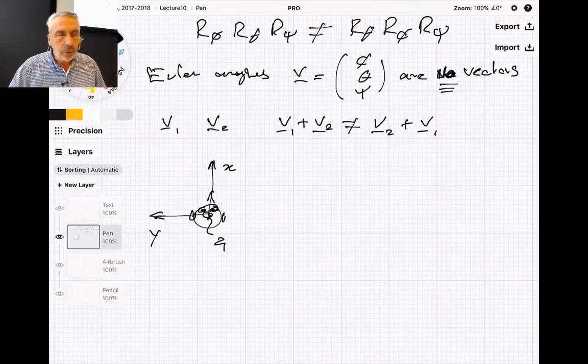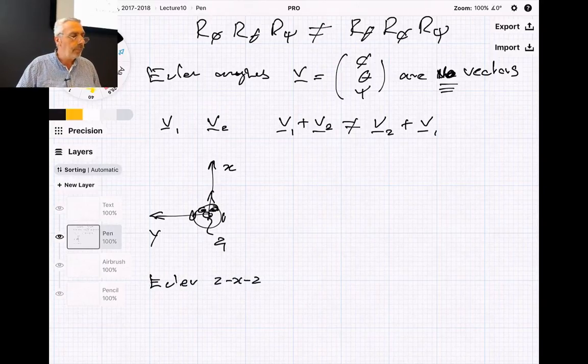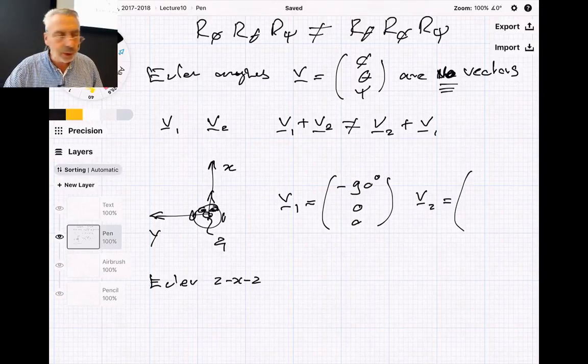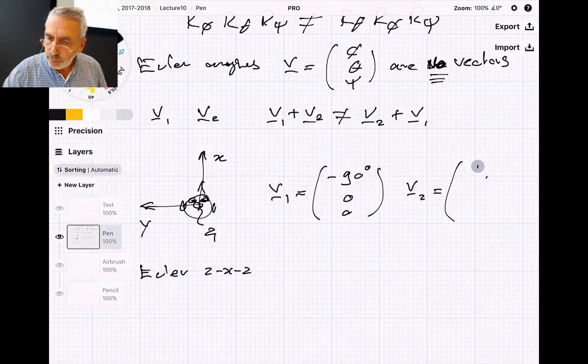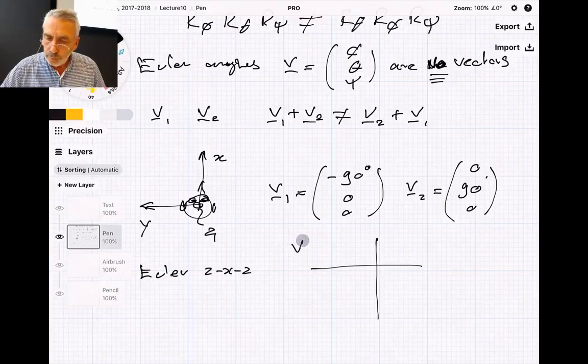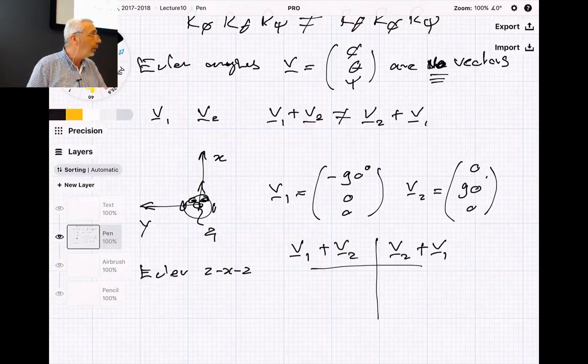And now I want to do a z x z Euler rotation, and I have two sets of Euler angles. Let's take a very simple set for V1. I take the first one as minus 90 degrees. We think it should be radians, of course, normally. And V2 is just a very simple Euler rotation. There's only one rotation, that's 90 degrees here, and the other ones are 0. And now the question is, of course, what happens when you do first V1 and then V2, or you say, no, I do first V2 and then I do V1. Do I get identical results?